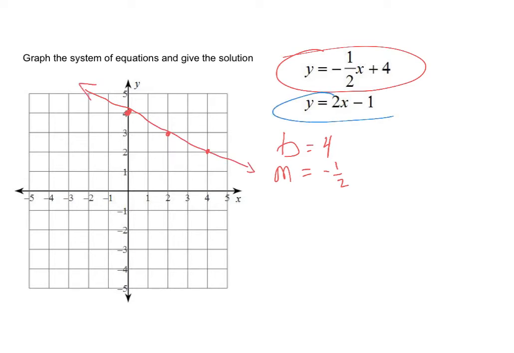Then I'm going to do the same thing with my second equation. I need to identify my y-intercept, which is negative 1 because of that minus 1. And then my slope, which is 2, or 2 over 1. So I go to my y-axis and plot a point at negative 1. Then using my slope, rise over run, I go up 2 to the right 1, up 2 to the right 1 in order to create my graph.